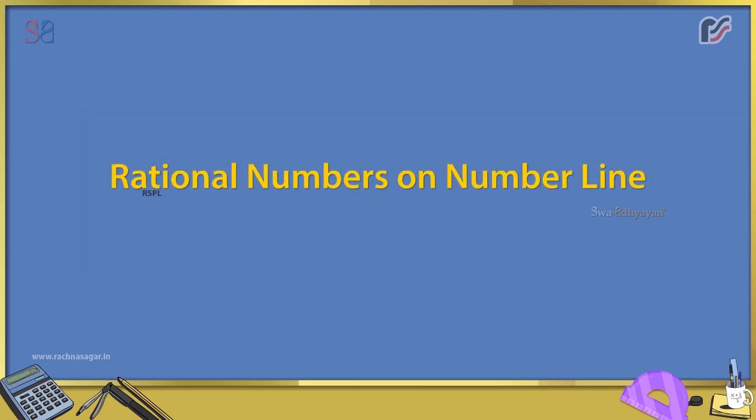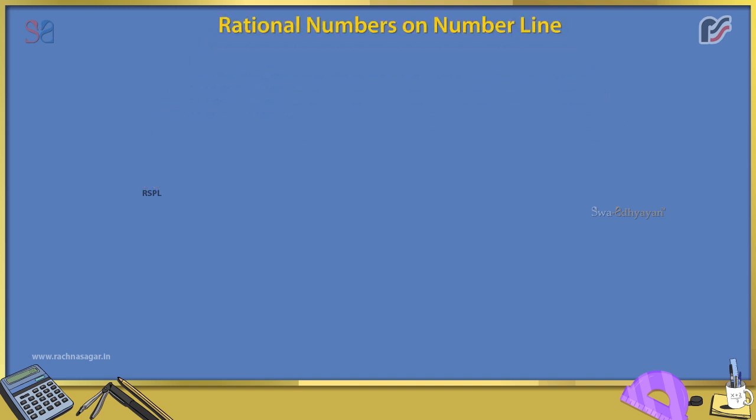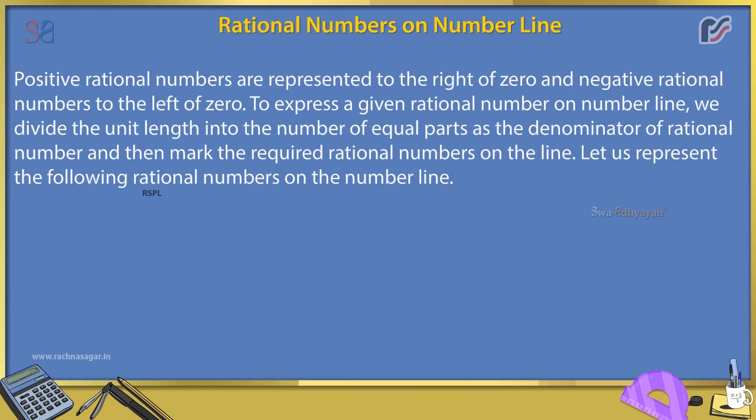Rational numbers on number line. Positive rational numbers are represented to the right of 0 and negative rational numbers to the left of 0. To express a given rational number on the number line, we divide the unit length into the number of equal parts as the denominator of the rational number and then mark the required rational numbers on the line.